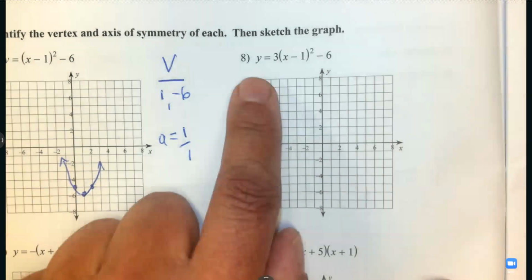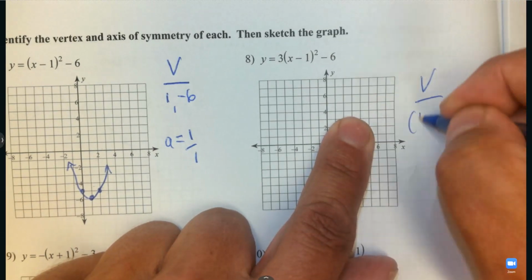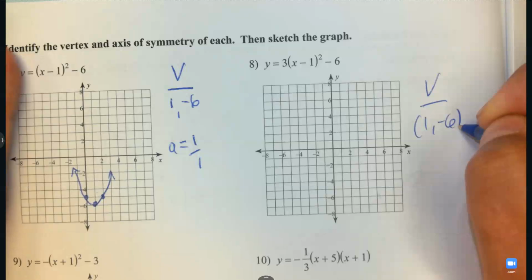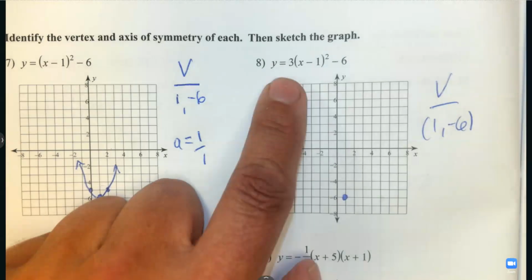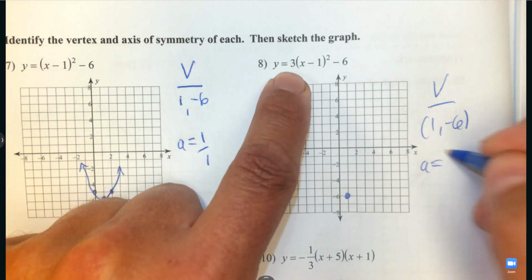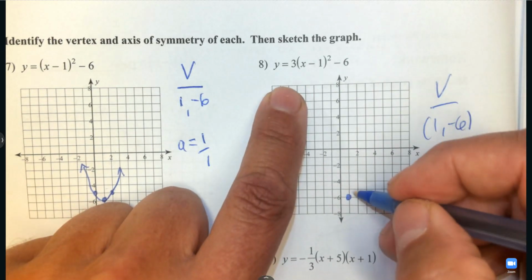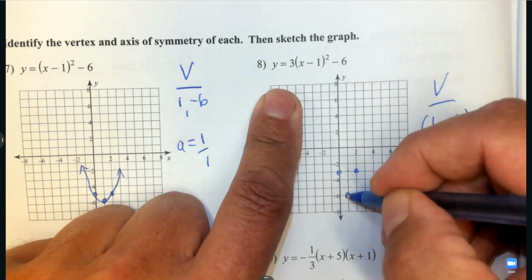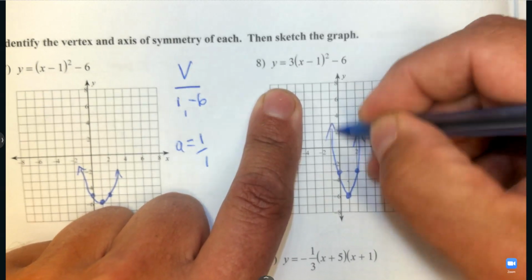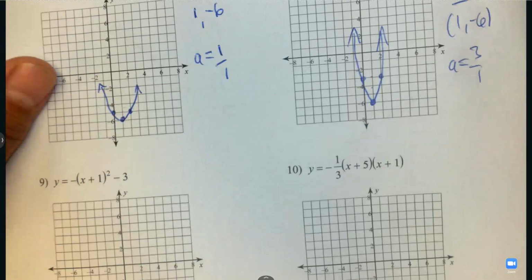Number 8, inside the parentheses, change the sign. That's positive 1 and negative 6. Same as before. And then the a is 3, which means I go up 3 and over 1 and to the left 1. So it's going to be a skinnier looking parabola. And there it is.